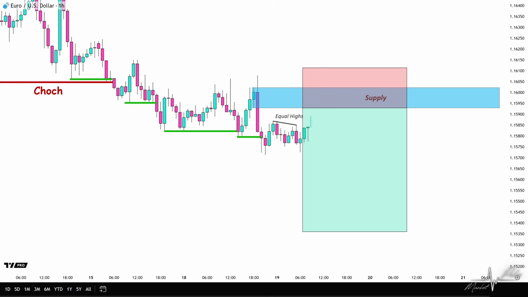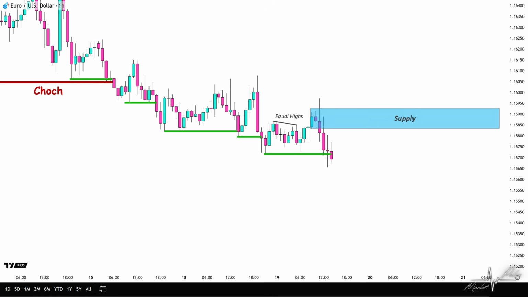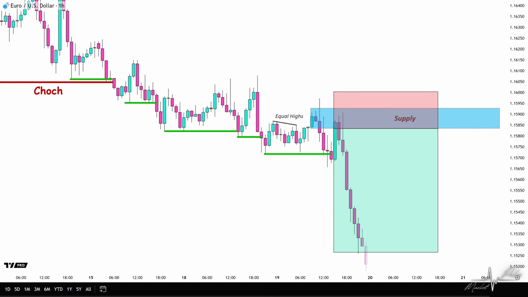If price pulls back into the supply zone, it offers a potential entry. Then, as price continues to break lower, new supply zones form, allowing us to keep entering short positions as the market moves toward the next key level.